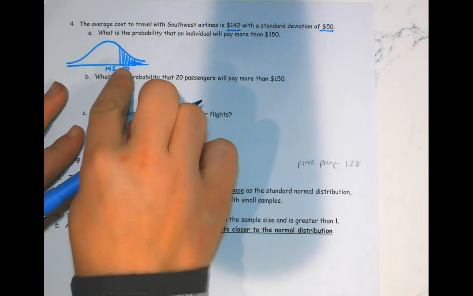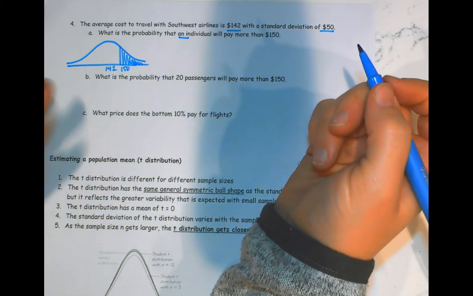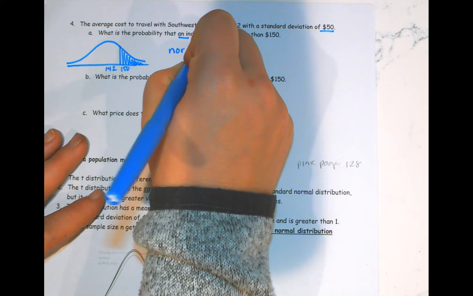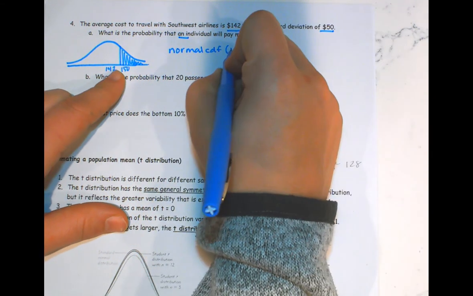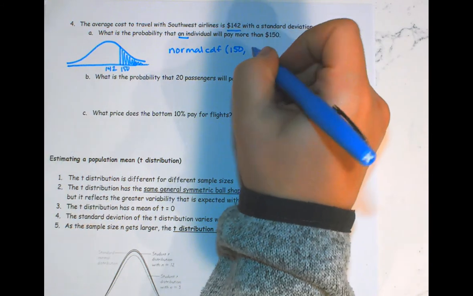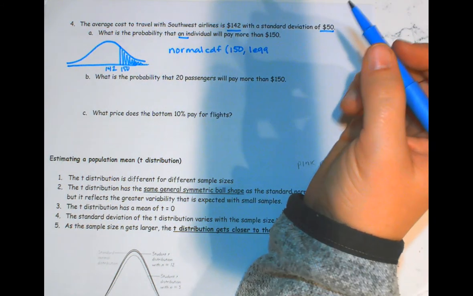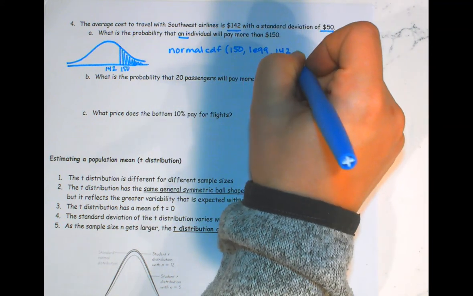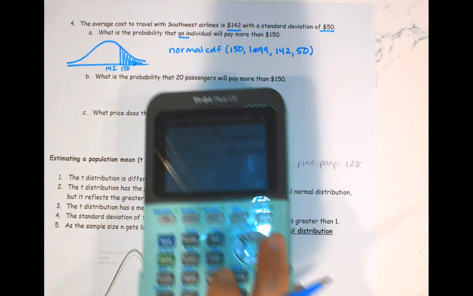So I'm looking for this shaded region here. Because I'm looking for an individual, I'm just looking for one person. This is our review of Unit 3. I'm just doing a normal CDF. My lower bound is that 150. My upper bound, I want all values to the end of this graph, so I use 1e99. My mean is 142 and my standard deviation is 50. So I can go ahead and calculate that.